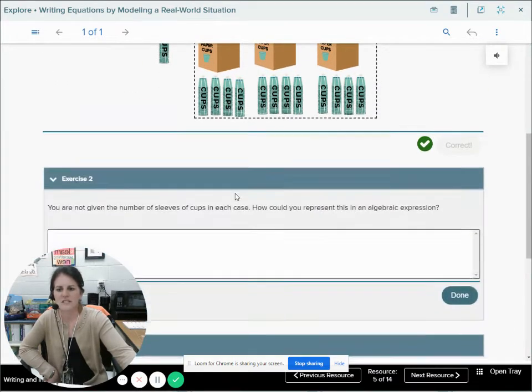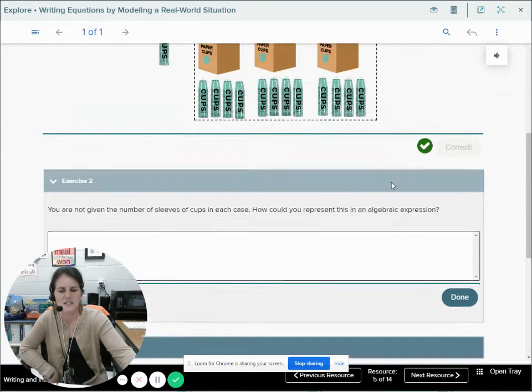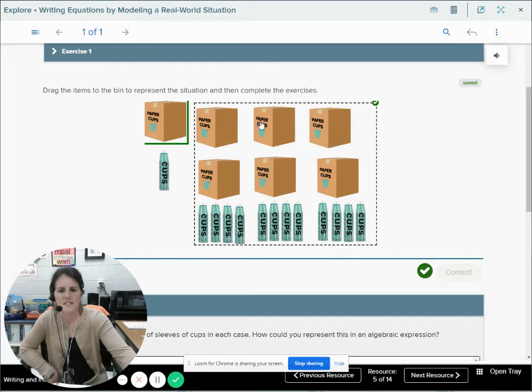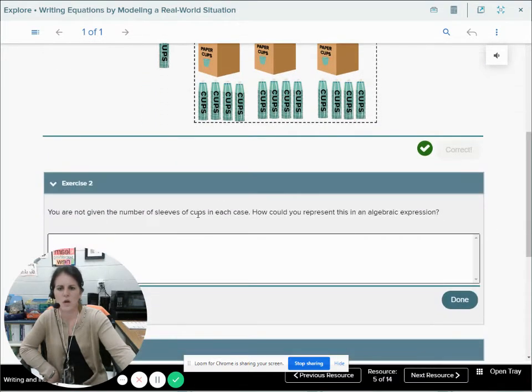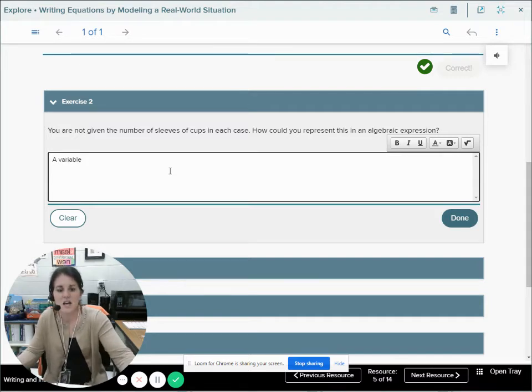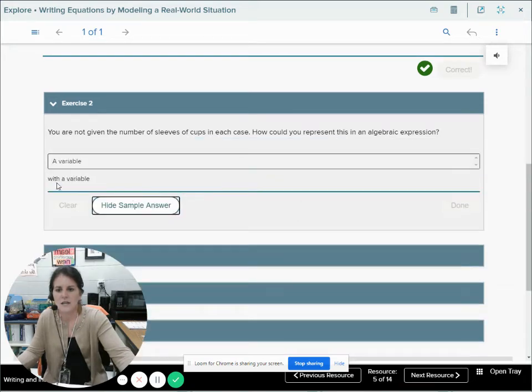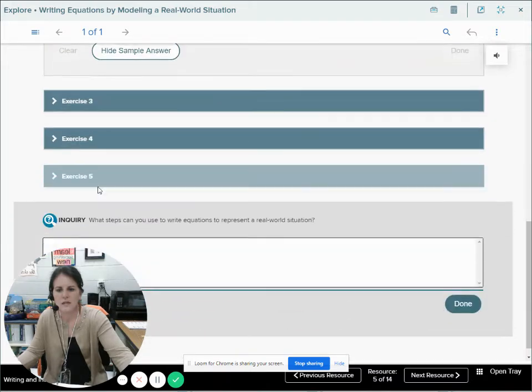So part 2 then says you're not given a number of sleeves of cups in each case. We don't know how many sleeves are in there. So how could we represent something that we don't know? Well, typically speaking, we let an unknown be represented by a variable. A variable, remember, is just a letter that represents an unknown value. And then we're going to keep moving on here.